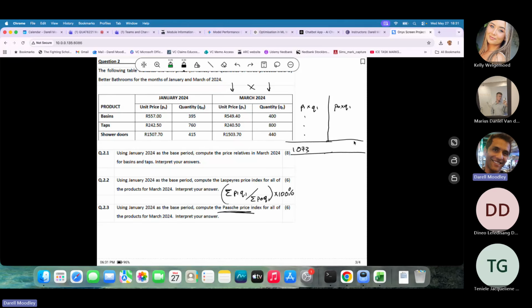Three, 788. And then for P0, Q1, it's 1,080. 188. All right. And then all you do is you substitute these values into your equation and get the value. And if you do that, you get a value of 99.41%.